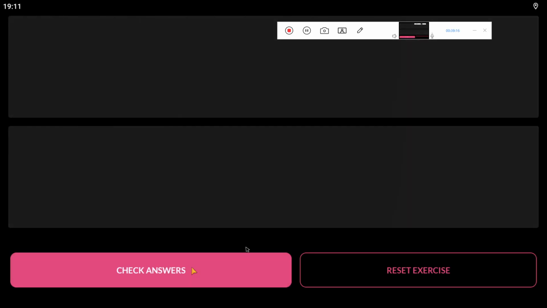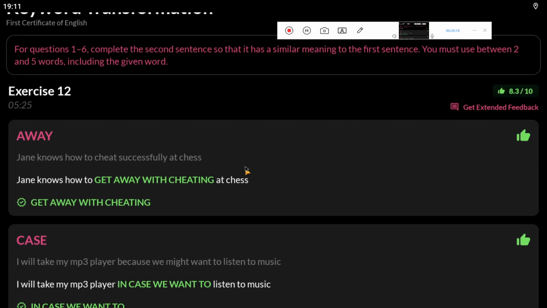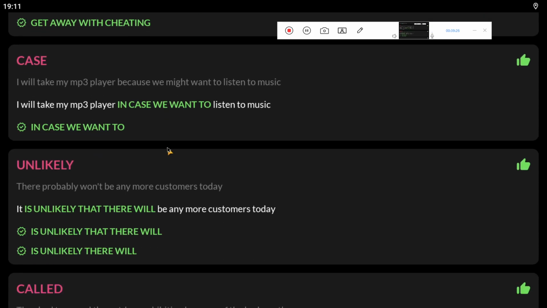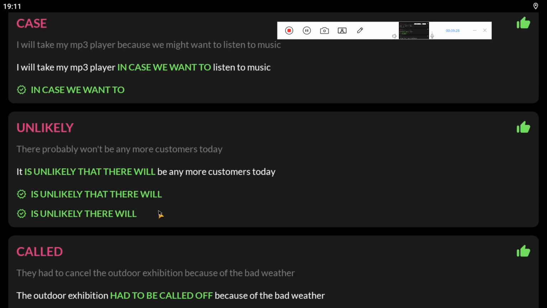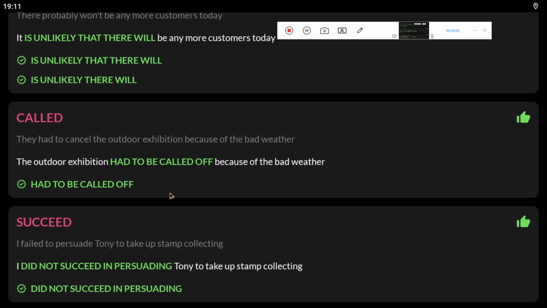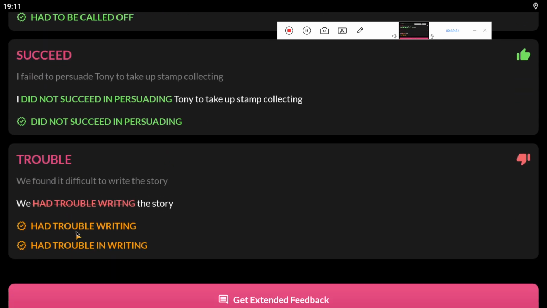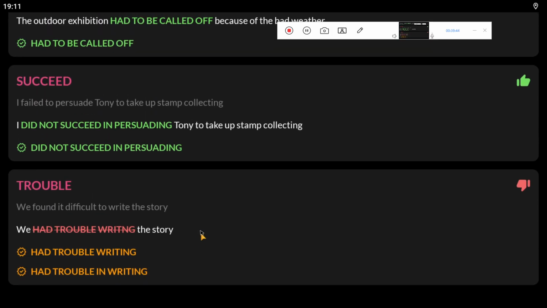So let's take a look at the answers. Yeah, only one is incorrect, and I don't know which one. I guess it was only a spelling mistake, okay? Get away with cheating, it is unlikely there will be, had to be cancelled, didn't succeed in, and had trouble writing. What was the mistake here? Oh yeah, it was a spelling mistake. I forgot to write the letter E, the letter I, sorry. That is okay.